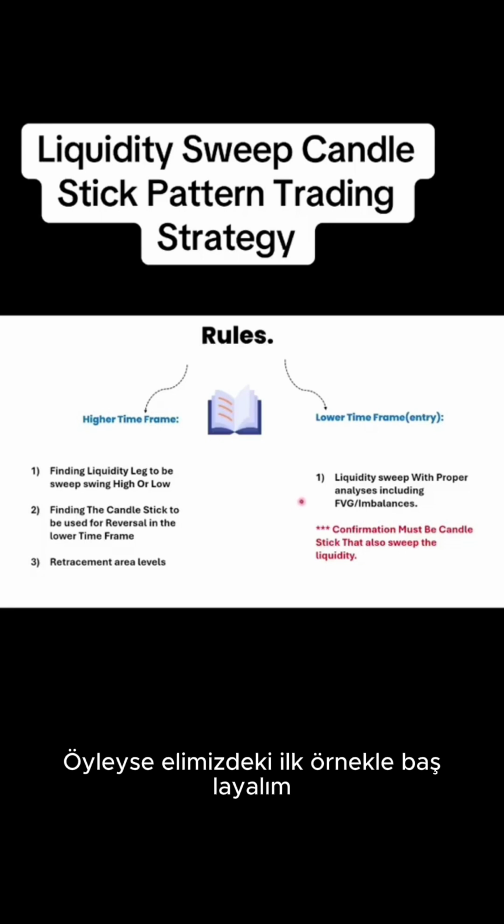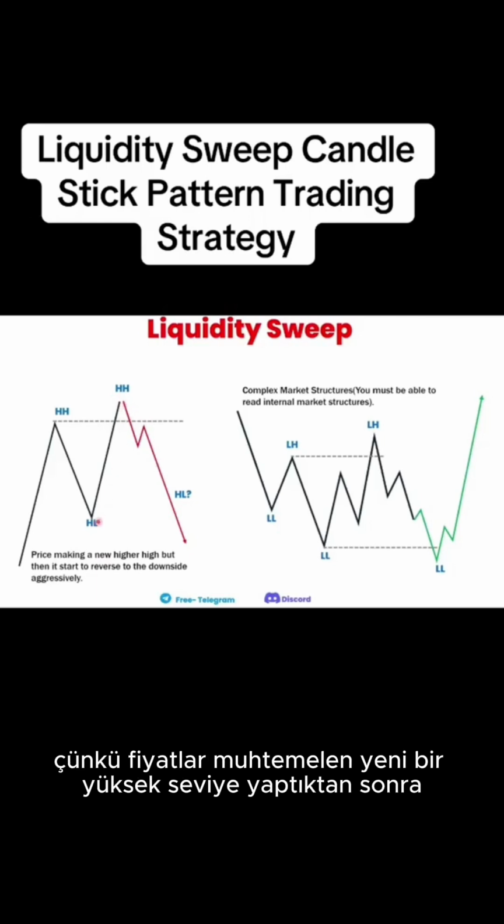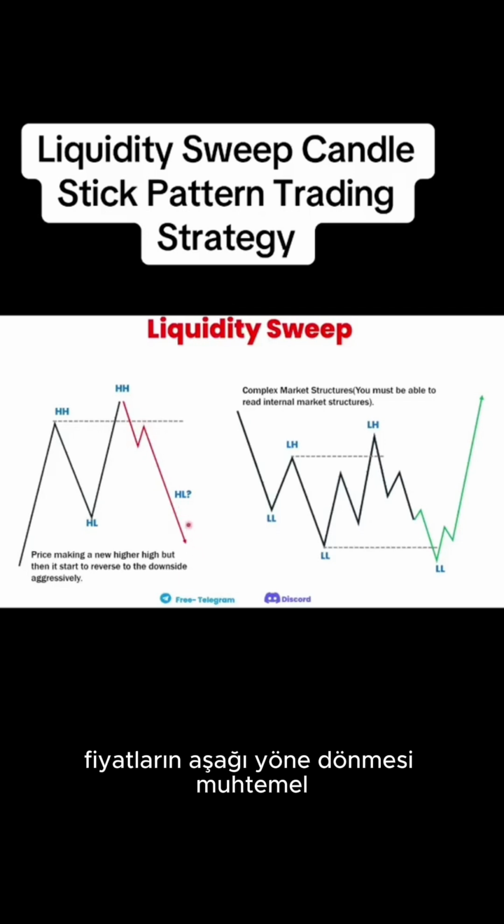So let's begin with the first example over here. We have, let's say, a high around this area, and then we have a higher low, and then we have a higher high here. So in this area is where we will be looking to make some short positions, because after making a new higher high, price is likely to reverse to the downside.